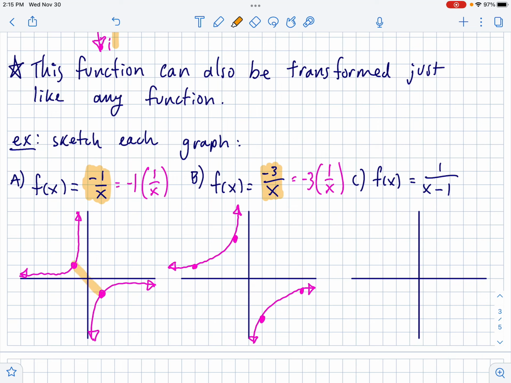Now, the difference between these two pictures is, notice the distance between these two anchor points here is a little bit shorter, and here it has been stretched out. That's because the entire graph has been stretched vertically away from the x-axis.